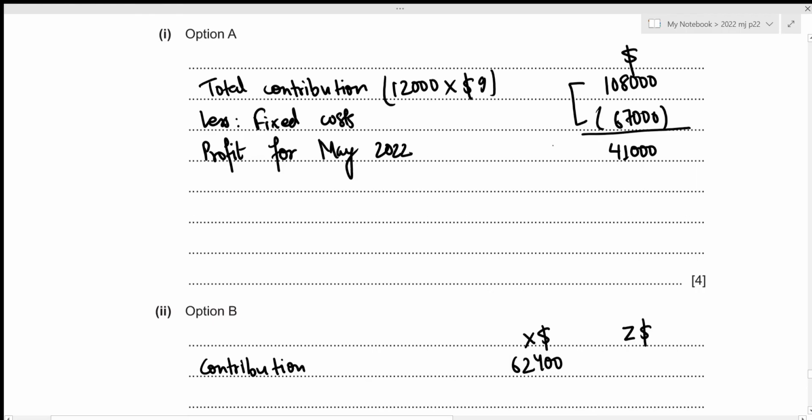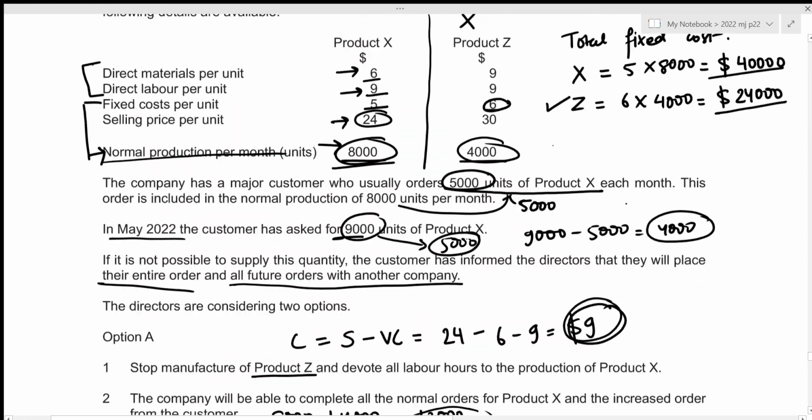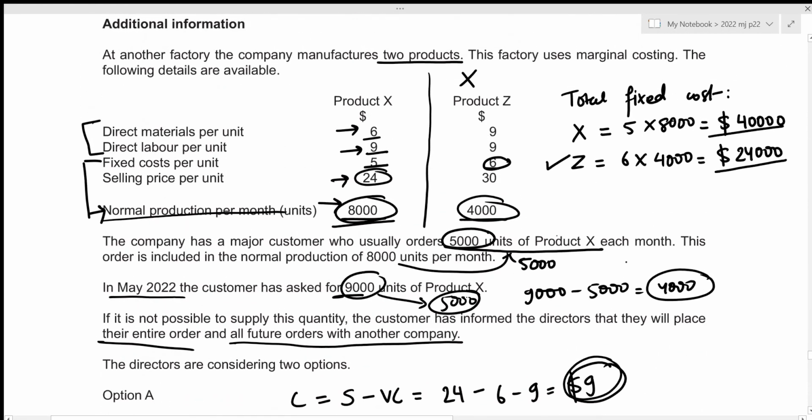Now we repeat the same process for product Z. So we have our selling price of 30 right here for product Z. Then the contribution per unit is going to be selling price minus the variable cost. And the variable costs are direct materials of 9 and direct labor per unit of 9. So that's 30 minus 9, which results in our contribution per unit to be 12.